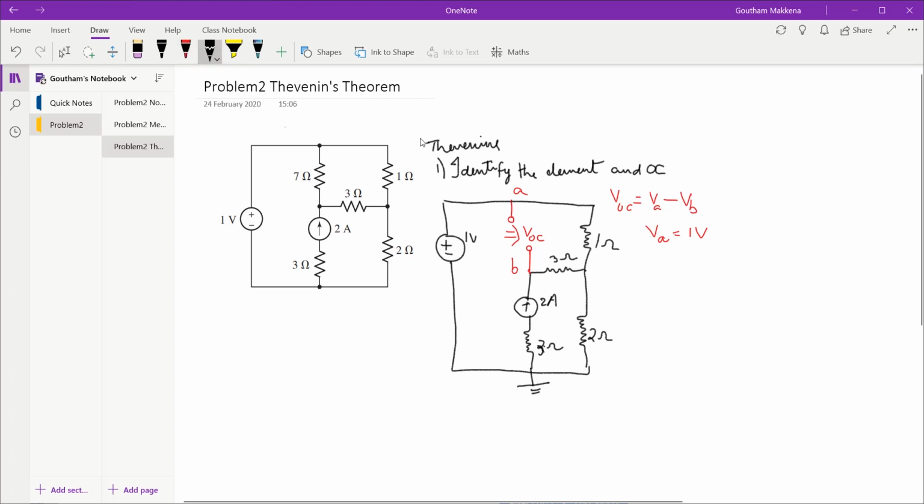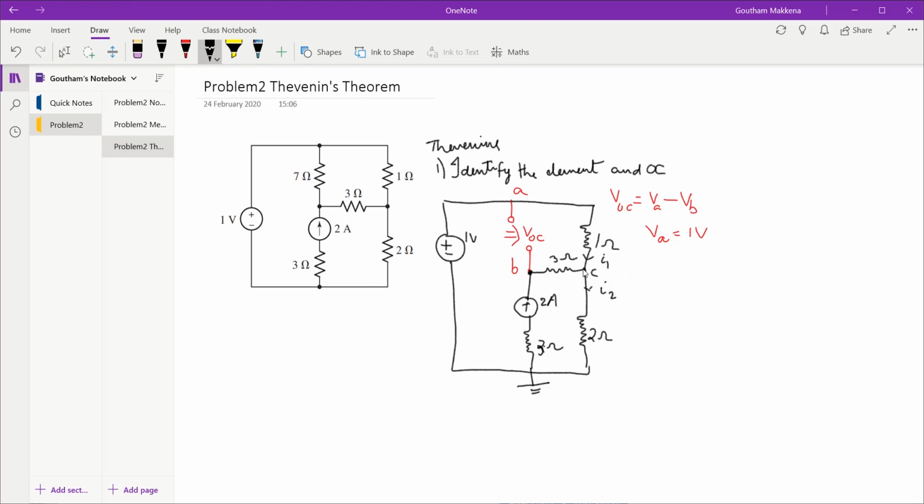So I'll go back to this. Now I have to find this VB, the potential at this node. Again I'll label this as C. I'll label this current as I1, this current as I2, and of course the current through this 3 ohm resistor is 2 amps.